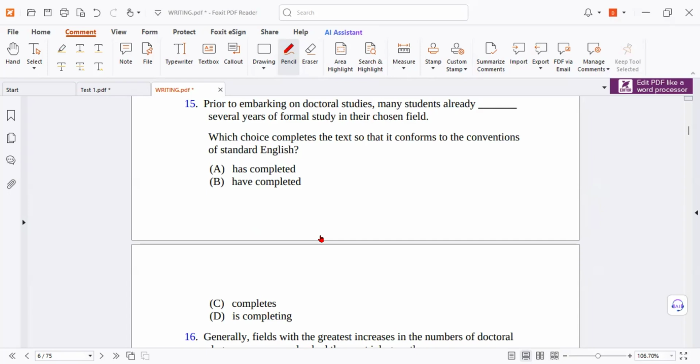Is it letter B? Because the subject, student, is plural, so the verb also has to be in plural form, which was "have" complete. So B. So letter B is correct.